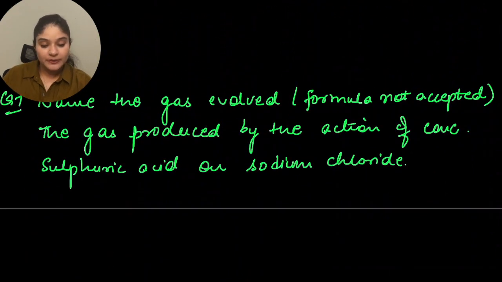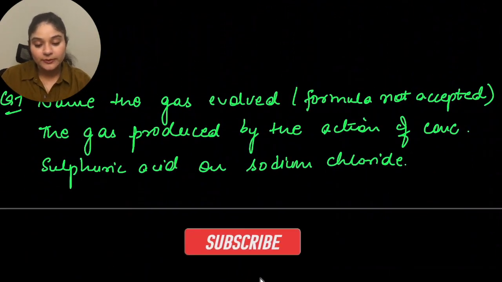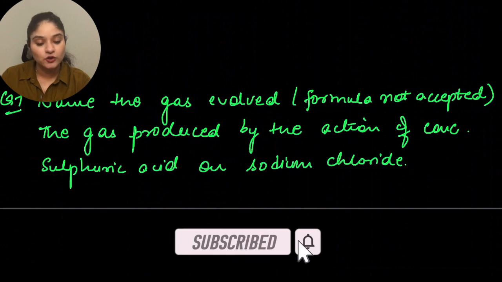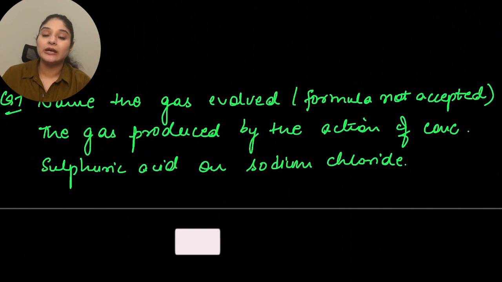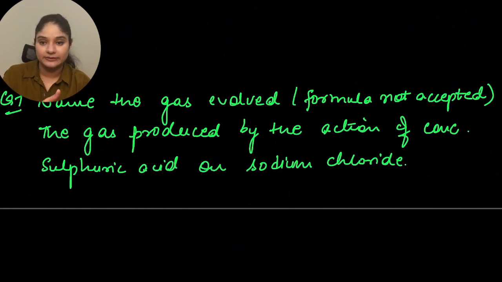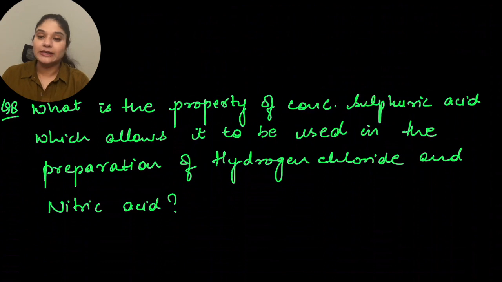Question number 7. Name the gas produced by the action of concentrated sulfuric acid on sodium chloride. The gas will be hydrogen chloride gas. Don't write hydrochloric acid. Since they are asking for the gas, write hydrogen chloride gas. Let's move to the 8th question.